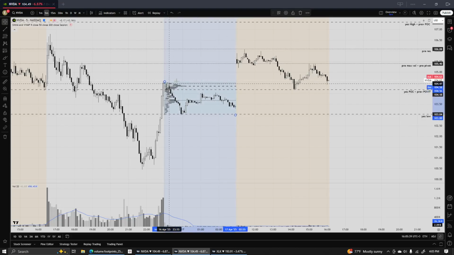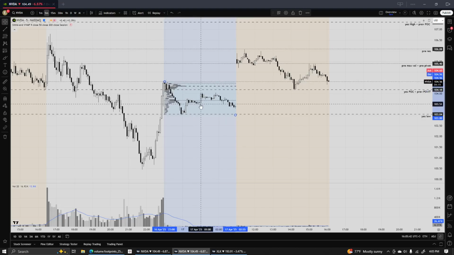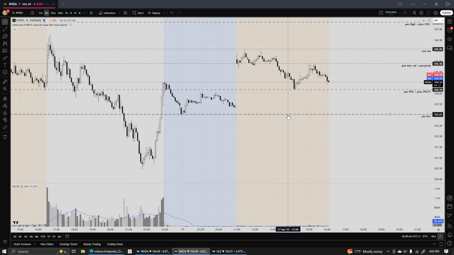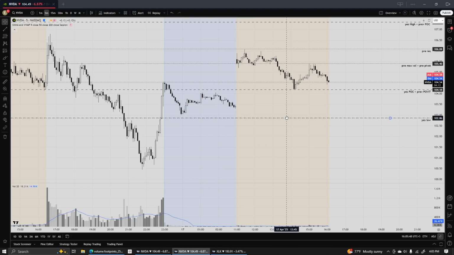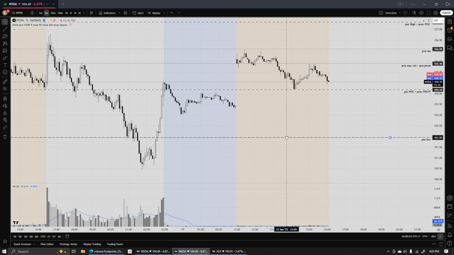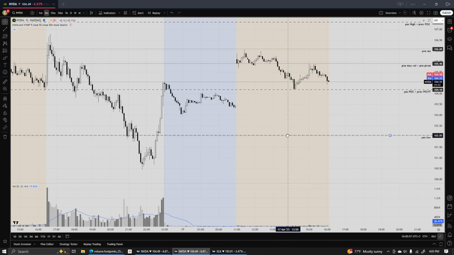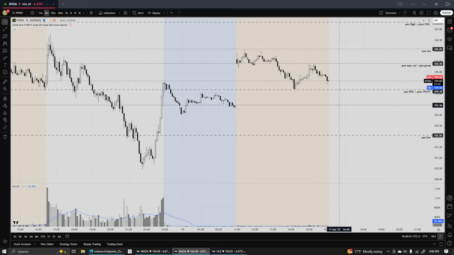The most volume was done at the 104 range, so I think we can safely ignore 103. 102.5 sounds important. 102 sounds important. But if the price has broken down this level and it's going down to 102, at that point I've developed a bearish bias and I am trying to short the stock.